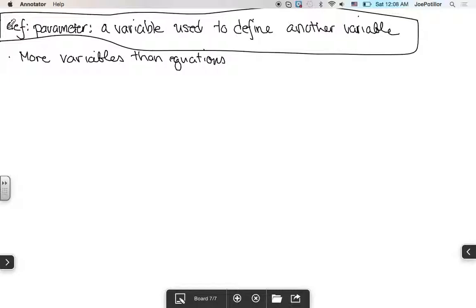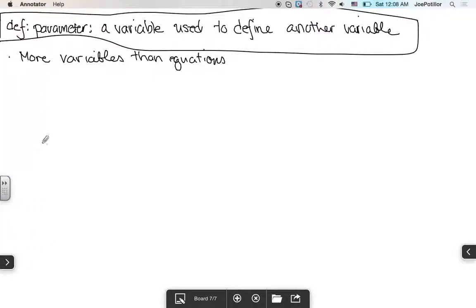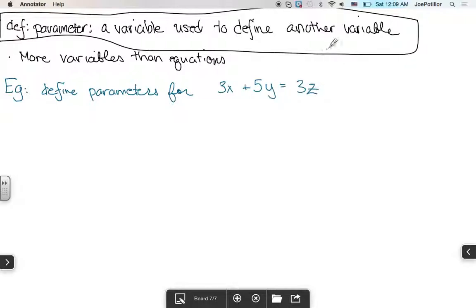So let's define a parameter. Let's start with a simple equation. Let's start with an example. How do I define a parameter? And it's 3x. Alright.